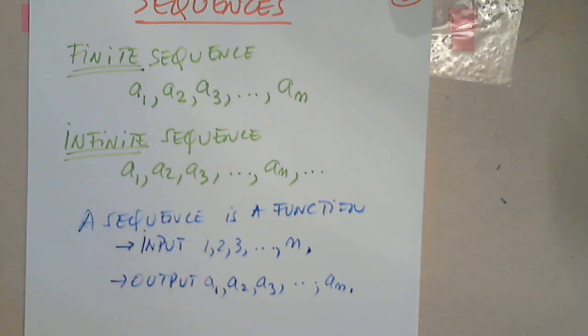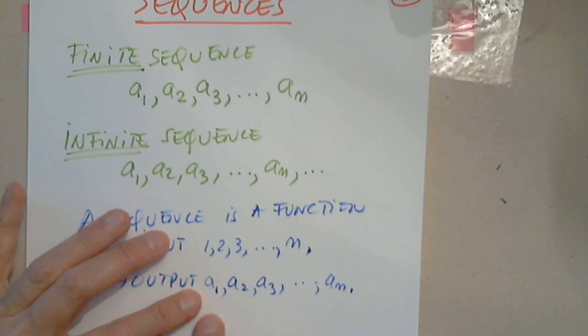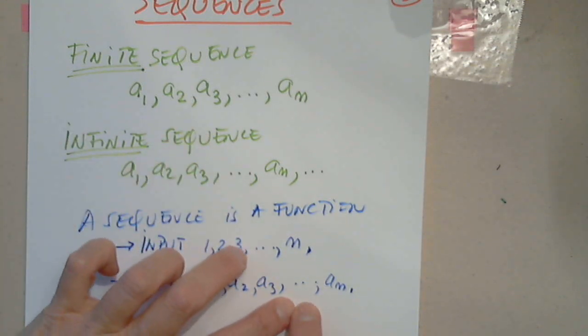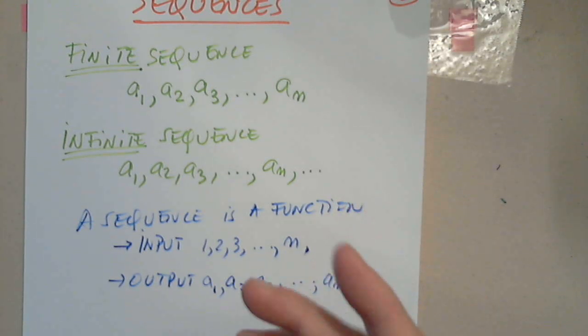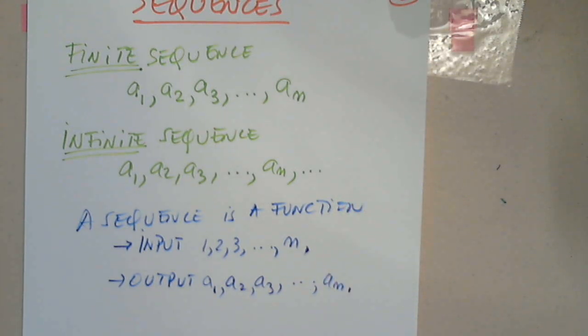So the input is 1. When you say 1, I'm thinking of the first term. When you say 5, I'm thinking of the 5th term. When you say 10, I'm thinking of the 10th term, and so on and so forth.